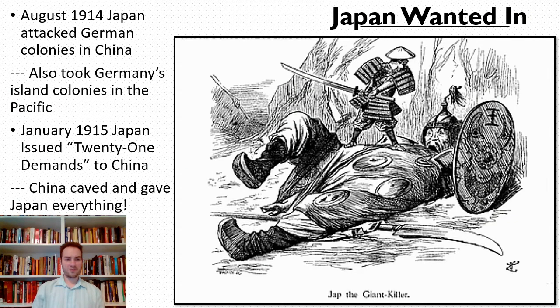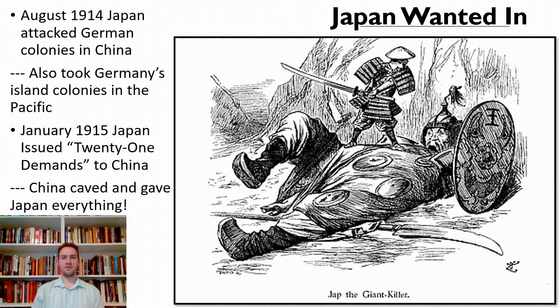So what else is going on outside of Europe? Strangely, Japan and China are going to have a little bit of a scuffle. And if you're familiar with World War II, this is somewhat related, somewhat unrelated. Here you have a political cartoon, Jap the Giant Killer. On the shield, the guy who's laying down is supposed to be China, right? And on his shield it says King, and there's a Japanese guy getting ready to kill the king, right? That was China.